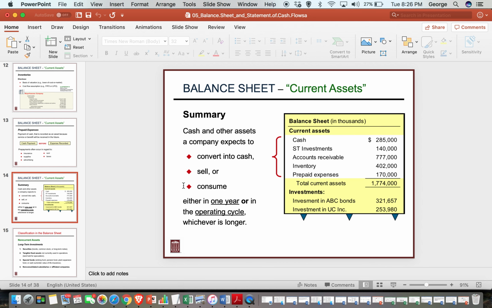All right, so a summary of the current asset section: cash and other assets the company expects to convert into cash, sell, or consume either within 1 year or the operating cycle, whichever is longer. Here are some examples: cash, short-term investments, AR, inventory, and prepaids.